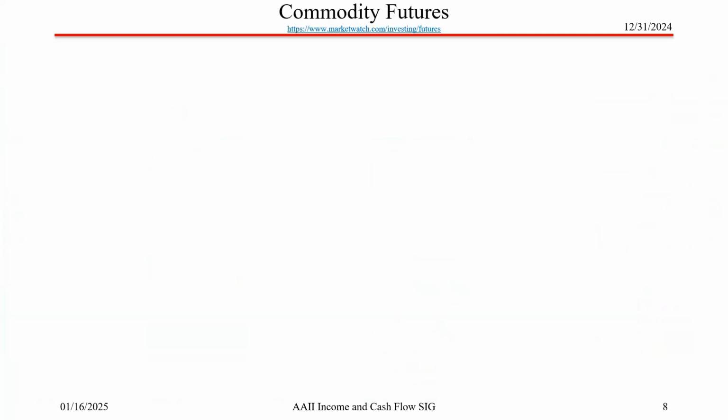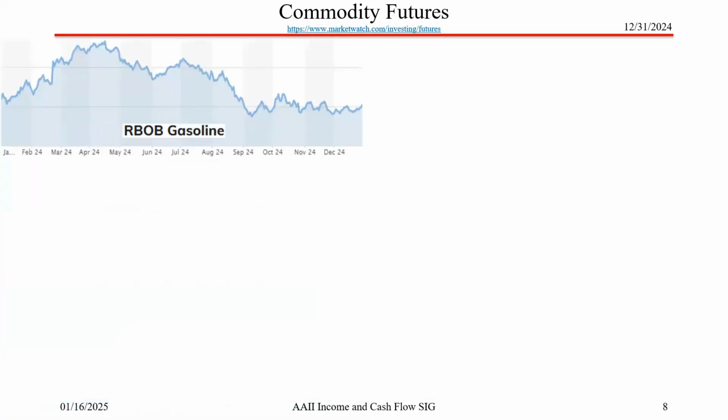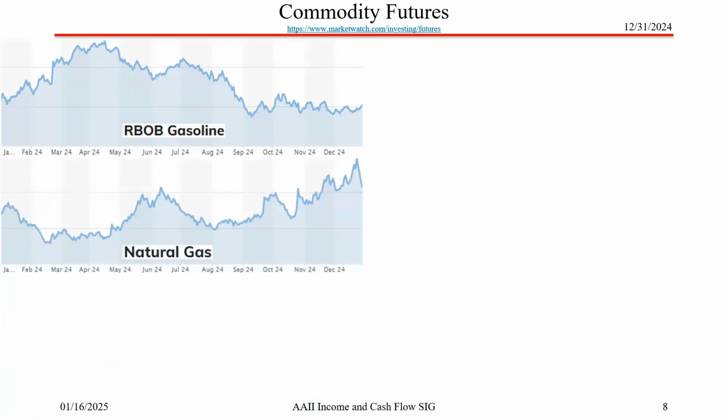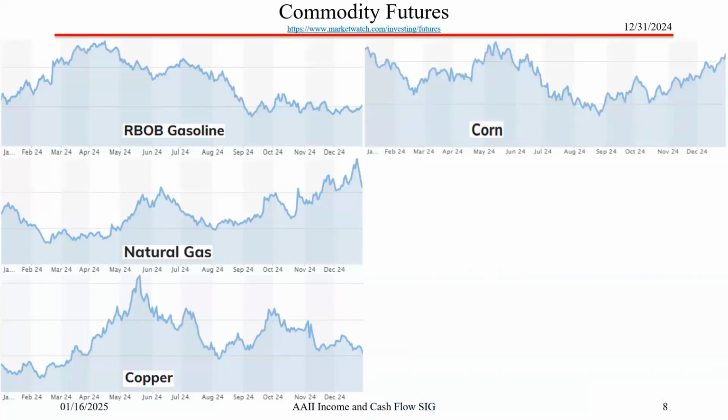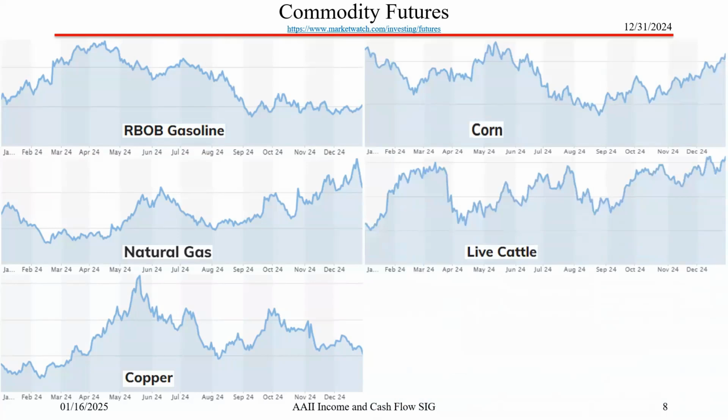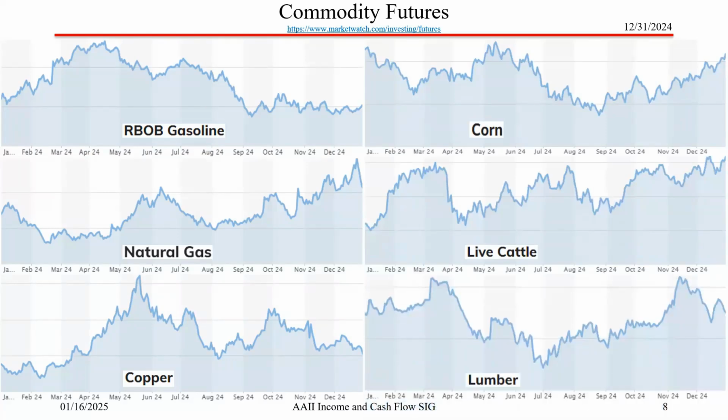Also, looking at the commodity futures, this is an annual number, so it's really the whole year of 2024, and we can see the gasoline was stable. Natural gas, because of the cold weather, it's actually trending up. Copper, I would call it going nowhere. And corn is trending up. Beef is trending up, and so hamburgers are getting more expensive. And lumber seems to be going nowhere. So that's what the commodity futures are telling us.